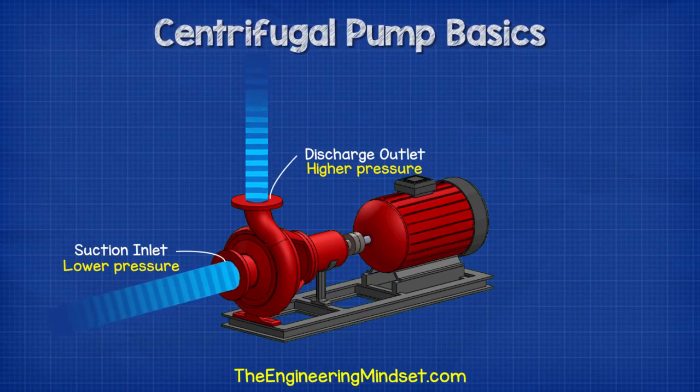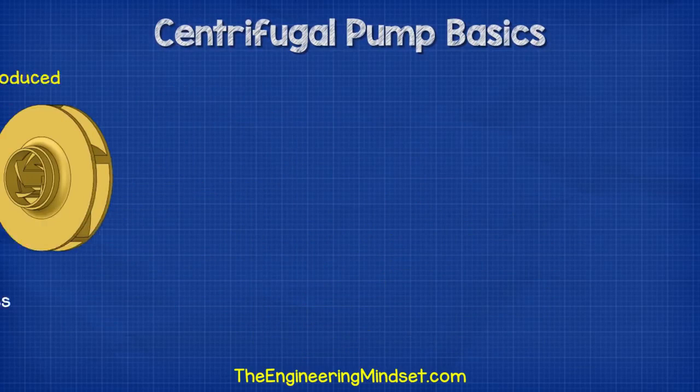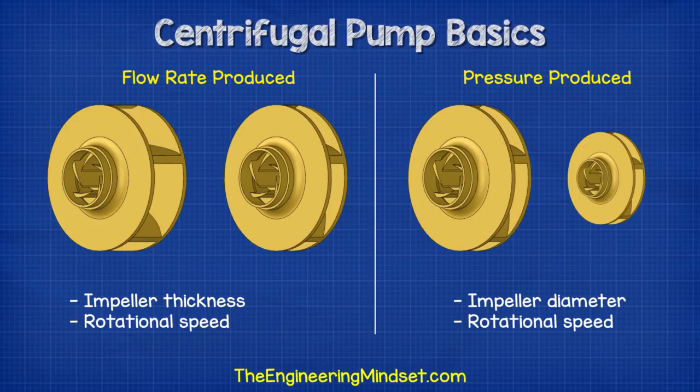The high pressure at the discharge allows us to force the fluid through pipes and into a storage tank or around a pipe system. The thickness of the impeller and the rotational speed affect the volume flow rate from the pump, but the diameter of the impeller and the rotational speed will increase the pressure it can produce.